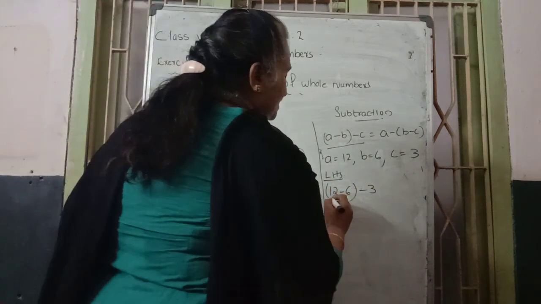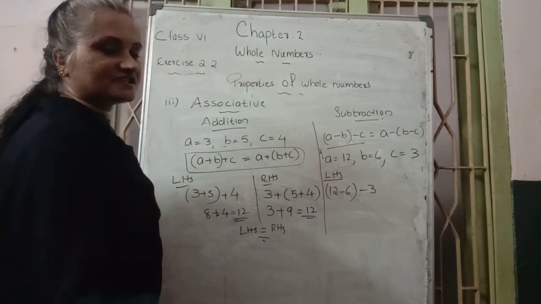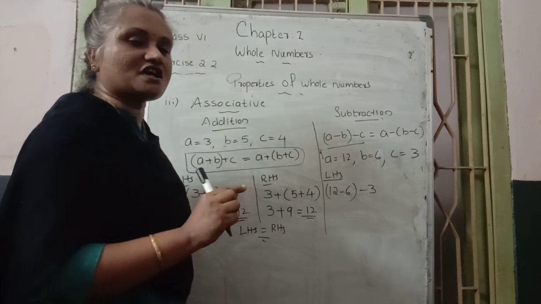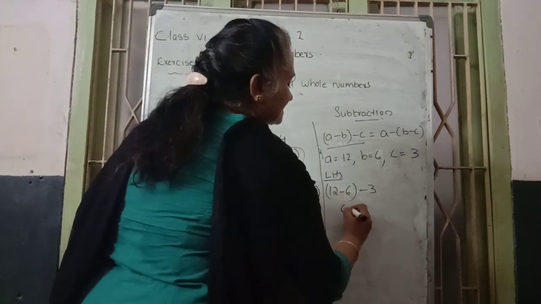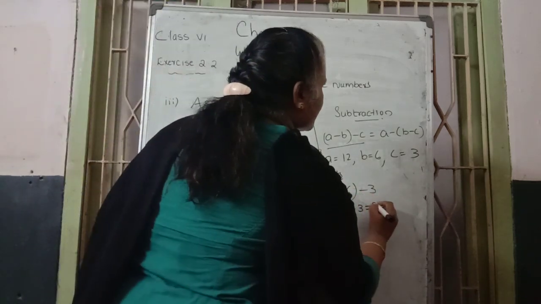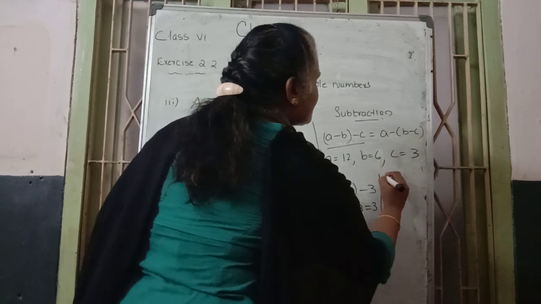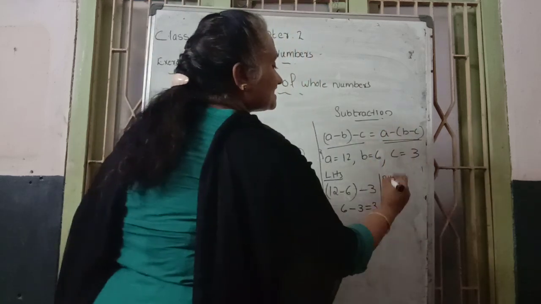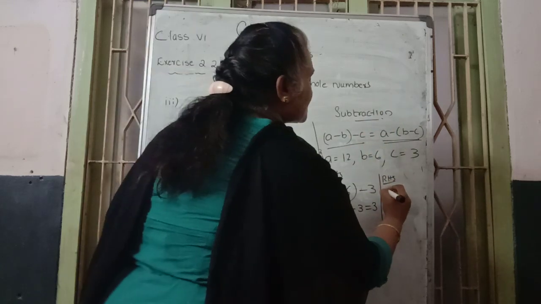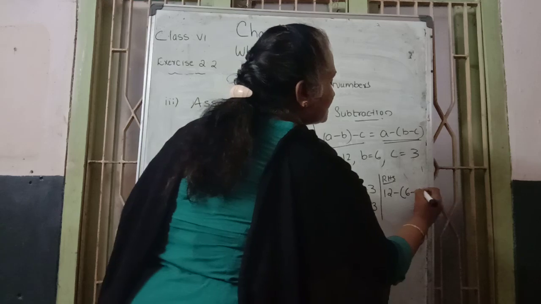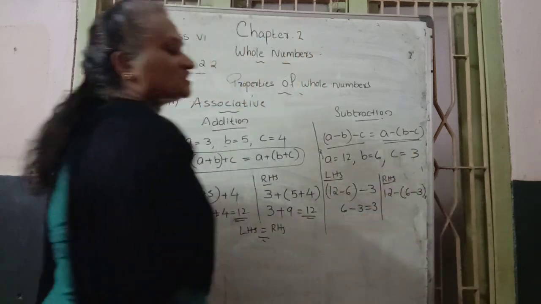Then in the calculation, 12 minus 6, because inside the bracket we give preference, 12 minus 6 is 6. 6 is subtracted with minus 3. So 6 minus 3 is 3, our answer. Then next we want to check the RHS part also. The RHS of our general form is A minus (B minus C). The A value is 12 minus, in the bracket, the B value 6 and the C value 3.